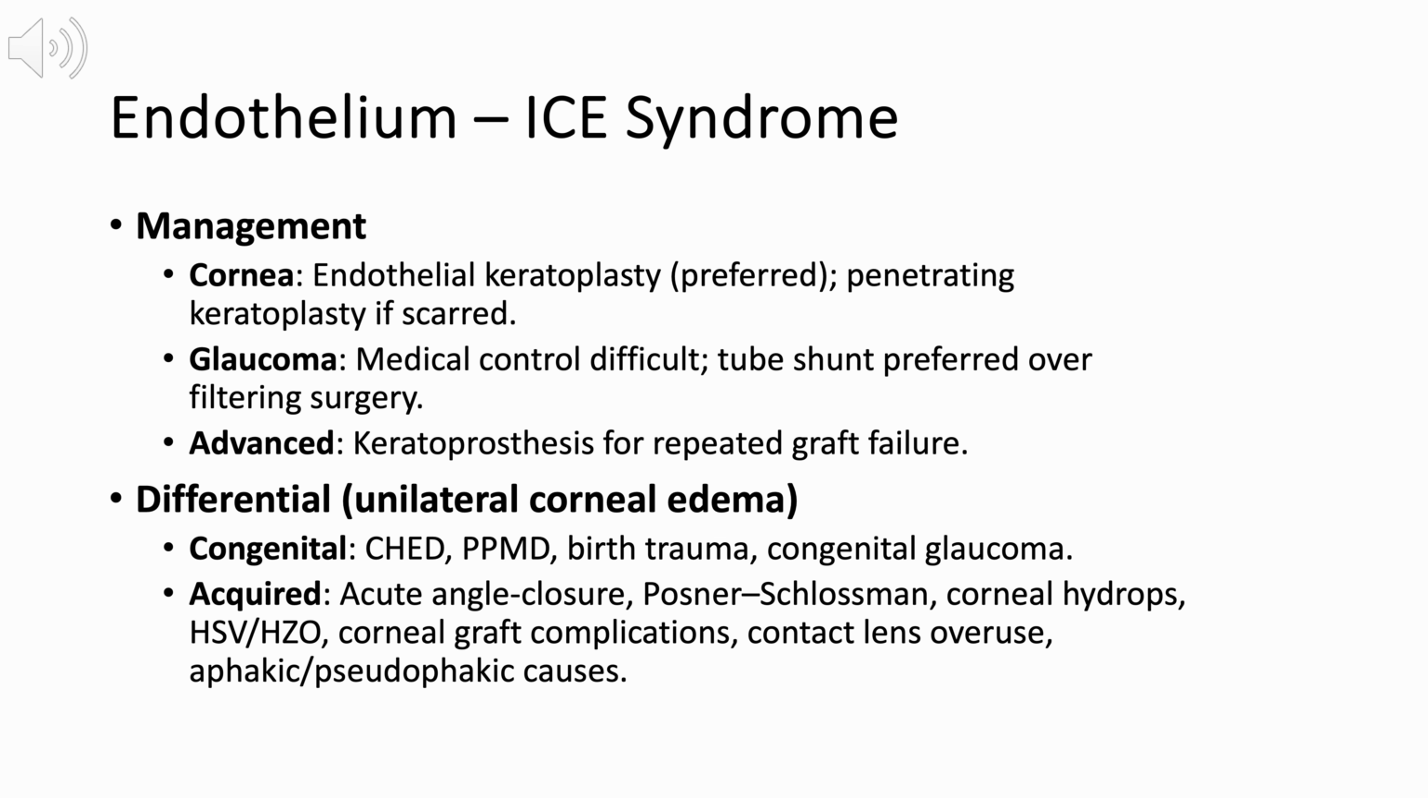When evaluating a patient with unilateral corneal edema, it is important to consider the differential diagnosis. Congenital causes include CHED, PPMD, birth trauma, and congenital glaucoma. Acquired causes include acute angle closure, Posner-Schlossman syndrome, corneal hydrops, herpes simplex or herpes zoster ophthalmicus, corneal graft complications, contact lens overuse, as well as aphakic or pseudophakic causes.